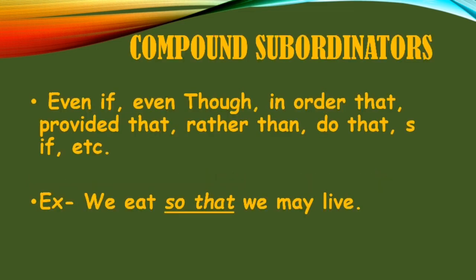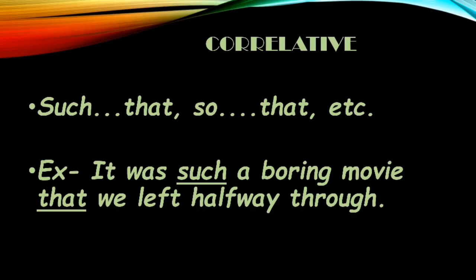Now compound subordinators. You all know compound, a mix of two or more than one. Even if, even though, in order that, provided that, rather than, and so on. So these are compound subordinators which are more than one word. We eat so that we may live. So here the subordinate clause is we may live, and so that is used as a subordinator and it is of two words. So it's a compound subordinator. The main clause here is we eat. Okay, and we may live is the subordinate clause, and the subordinator so that is introducing the subordinate clause, right?